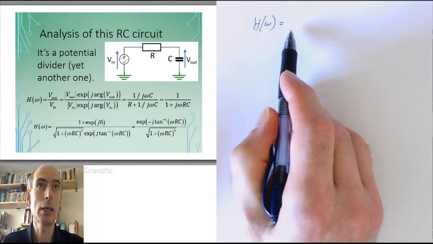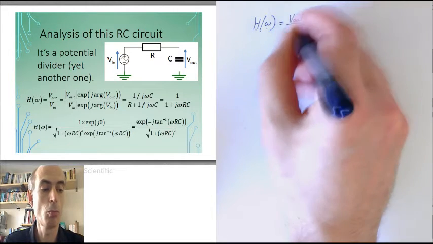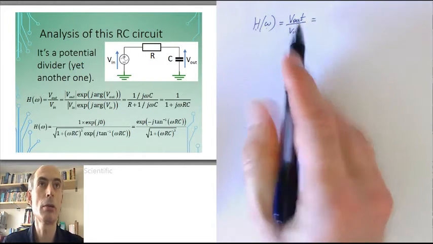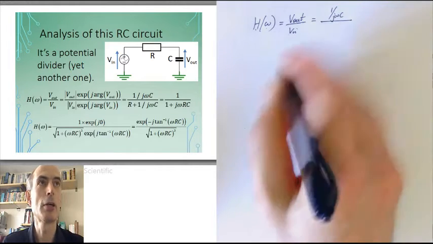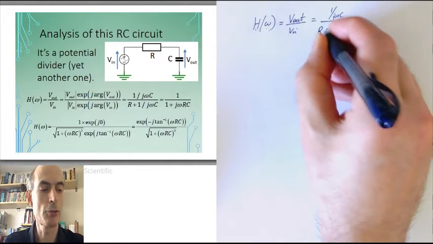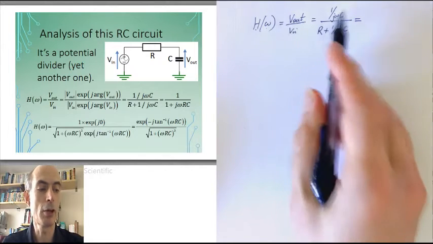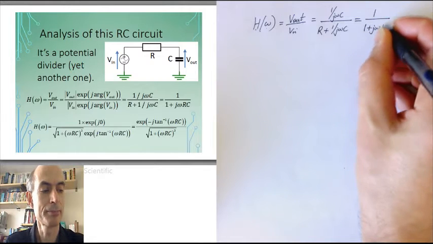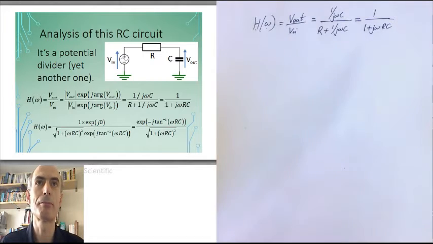And in this particular case we can just identify the circuit as a form of potential divider and write the ratio of the output to the input as the complex impedance of the capacitor divided by the total complex impedance in the circuit. Simplify that by multiplying up by j omega C, and we get this expression. And that is our frequency response.